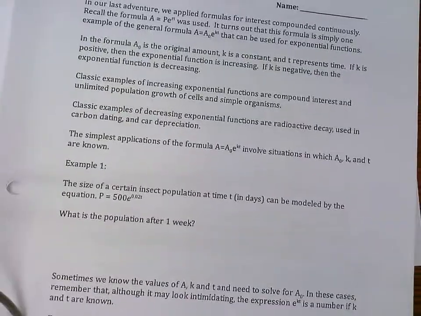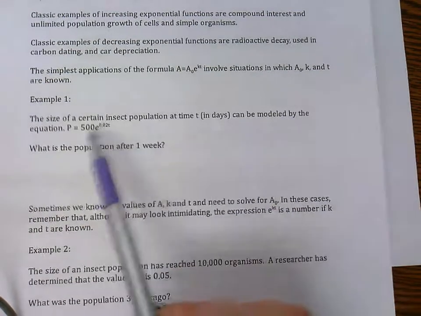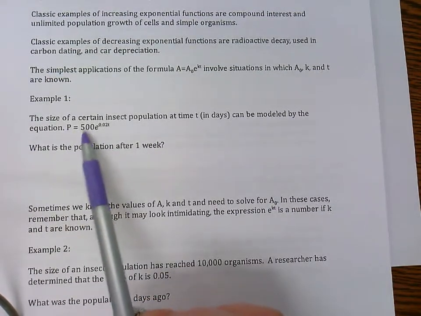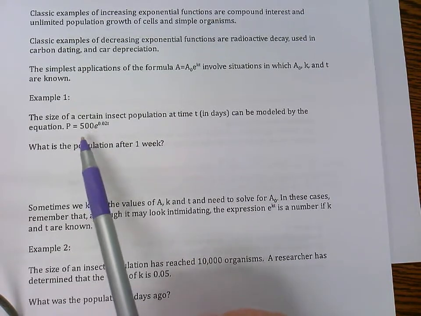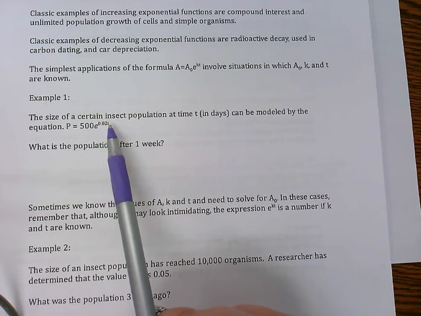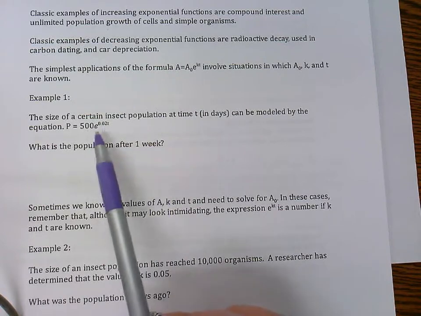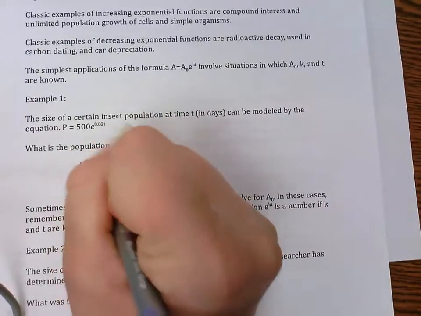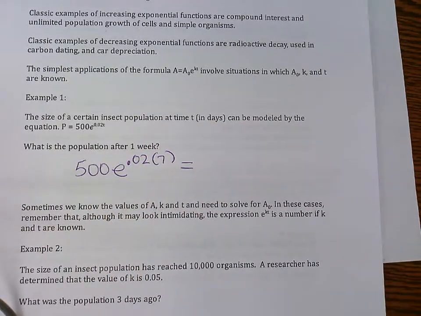So example one: the size of a certain insect population in days can be modeled by this equation. Population equals 500, the starting number of insects, times e, representing our continuous growth or decay, to the 0.02, my K value, times t. I'm going to plug in how many days, and it'll tell me the population. So what's the population after 1 week? I'm going to plug in 7, right? 500 e to the 0.02 times 7, and it's just going to spit out the answer for me.